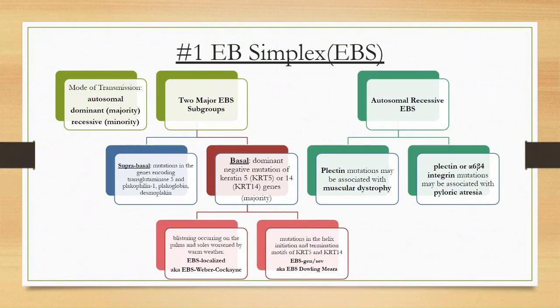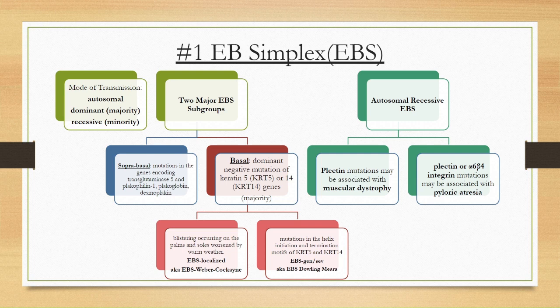Now, when you have blistering that occurs on the palms and soles and worsened by warm weather, you want to think of more localized disease because it's only on the palms and soles. There are two names now. There was an eponym name. So I'm going to say both, but the world is moving from the eponyms to the more descriptive names. So in this case, EBS localized is blistering in palms and soles affected by weather. It was previously called Weber-Cockayne.